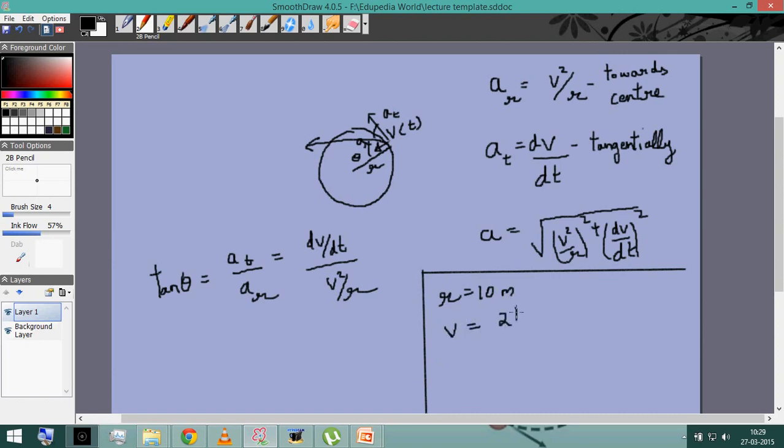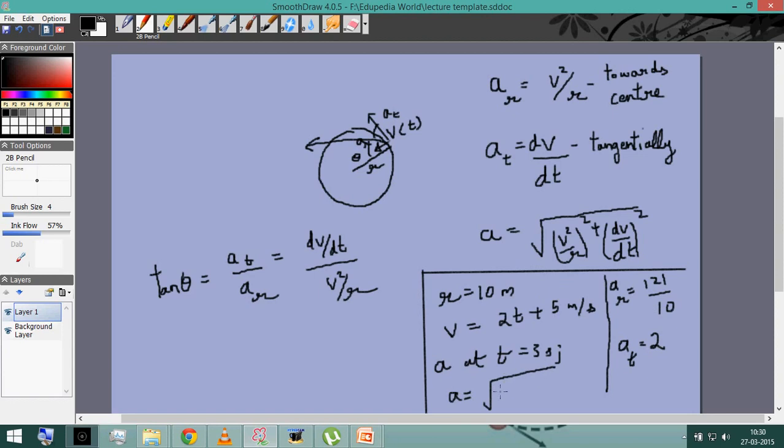So how do we use these in problems? Let's say somebody says to us that a particle is moving on a circle of radius 10 meters with a speed changing with time as 2t plus 5 meters per second. And we are asked the net acceleration at t equal to 3 seconds. So we need to find out the radial and tangential accelerations. The radial acceleration is simply v square by r. At t equal to 3 seconds, v will be 2 times 3 plus 5, that is 6 plus 5, that is 11. So 11 squared, 121 by 10.